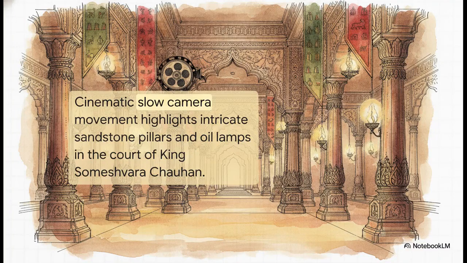And then the pacing just completely shifts. We go from that sweeping, majestic drone shot outside to scene 2, inside the royal palace of King Someshvara Chauhan. Here, the prompt dictates cinematic, slow camera movement. And why do that? Because slow camera movement naturally conveys gravity, power, and the heavy, majestic pride of the Chauhan kingdom. The prompt asks the AI to highlight intricate sandstone pillars, colorful royal banners, and oil lamps. This contrast, moving from the vast, misty morning sky to the really grounded, intricately detailed interior of the court, just goes to show how deliberate this AI direction really is.